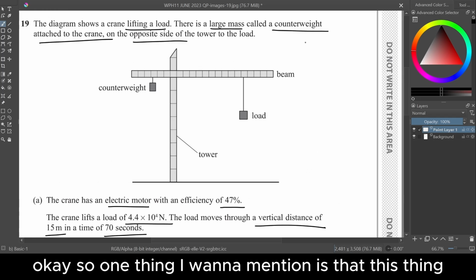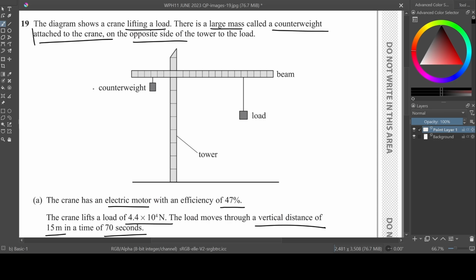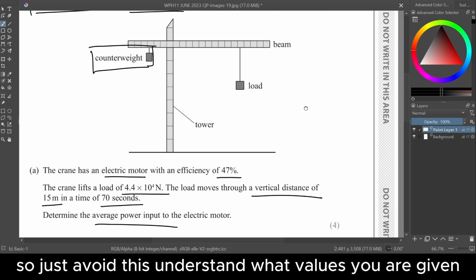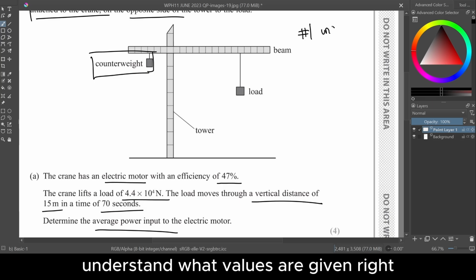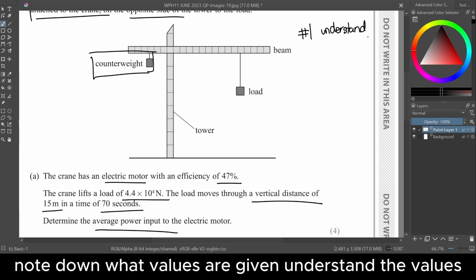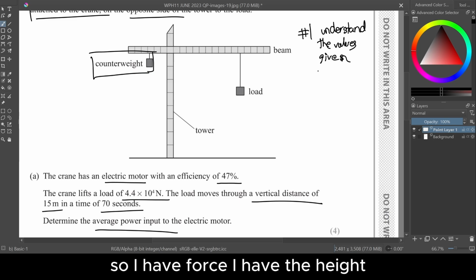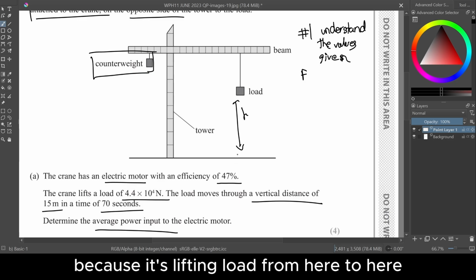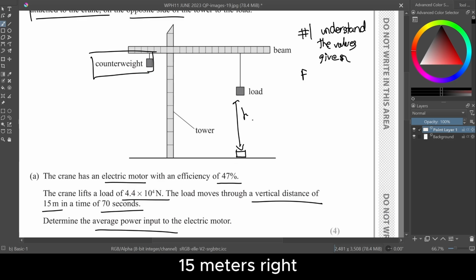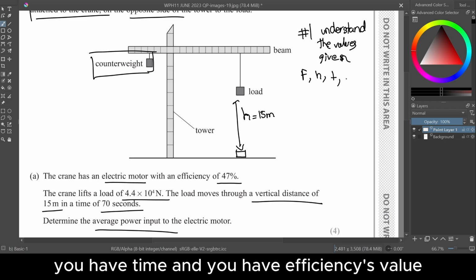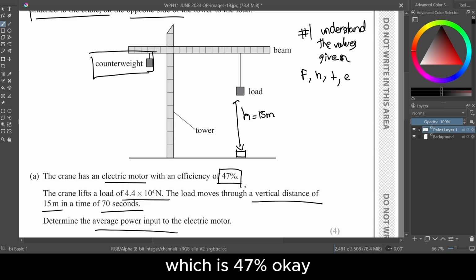Okay, so one thing I want to mention is that this thing, counterweight, is just a distraction. So just avoid this. Understand what values you are given, right? So first step, understand what values are given. Note down what values are given. Okay, so I have force, I have the height, because it's lifting load from here to here, 15 meters, right? Height is 15 meters. So you have force, you have height, you have time, and you have efficiency's value, which is 47%, okay?